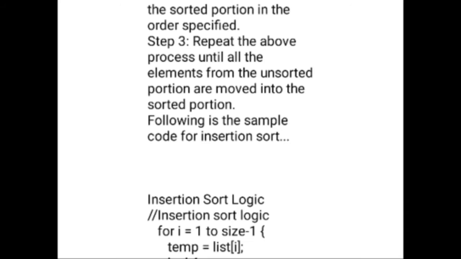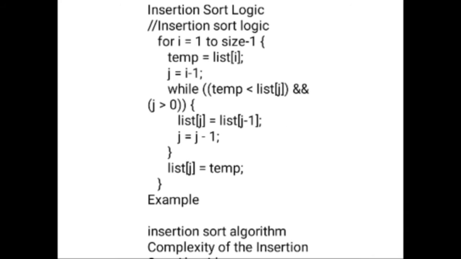Now the logic of the insertion sort algorithm. For i equal to 1 to size minus 1, temp equal to list of i. You have to take a temporary element and store list of i, where i starts at 1; j equal to i minus 1. While temp is less than list of j and j is greater than or equal to 0, list of j plus 1 equal to list of j, and j equal to j minus 1. Finally, list of j plus 1 equal to temp.